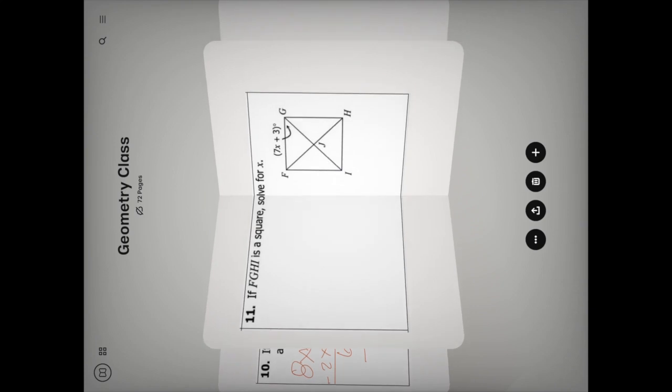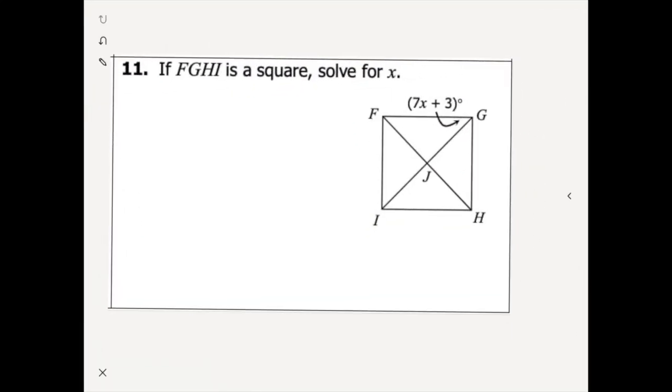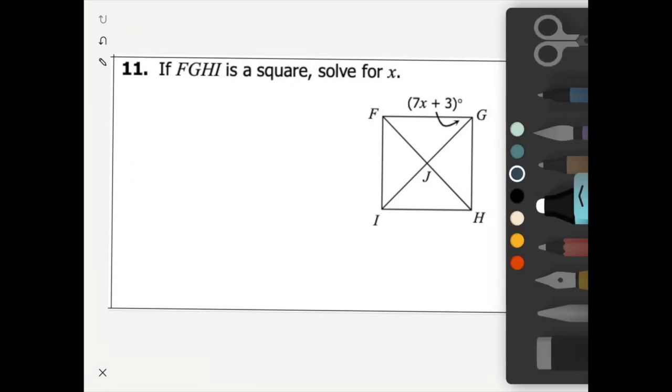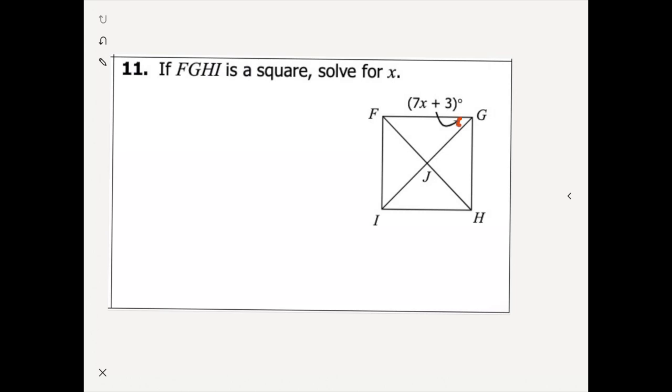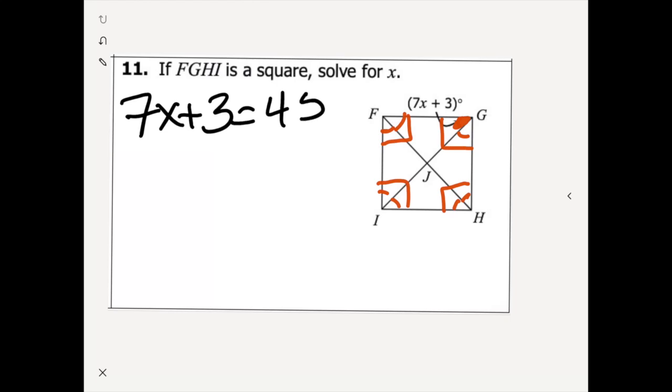Let's try one last one. Again, we have a square. It says if FGHI is a square, solve for x. So this time we're looking for an angle. Remember in the previous example, I said that every single one of these is 45. And it's 45 because they all make right angles. So we can say that this right here is 45 degrees. So we can just set this equal to 45. So 7x plus 3 is equal to 45.